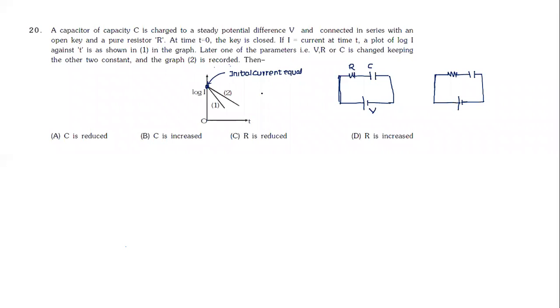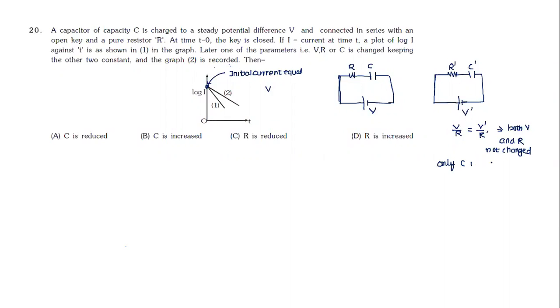And what is the initial current? If I write this as V dash, R dash, and C dash, we know two of them are the same, and only one is different. If the current is the same, what does it mean? It means V by R is equal to V dash by R dash. Can one of them be different and still the ratio be equal? So this implies both V and R are not changed, because by changing only one, this ratio cannot be equal. It implies only C is changed.